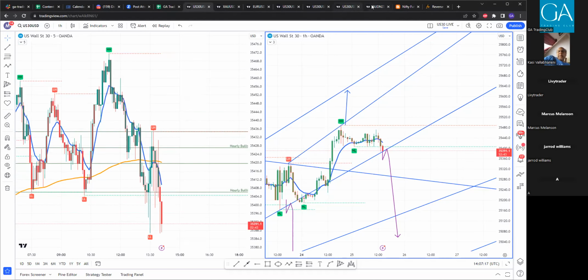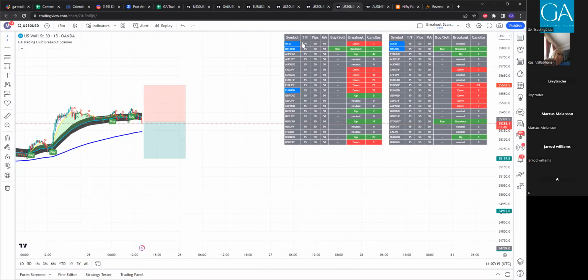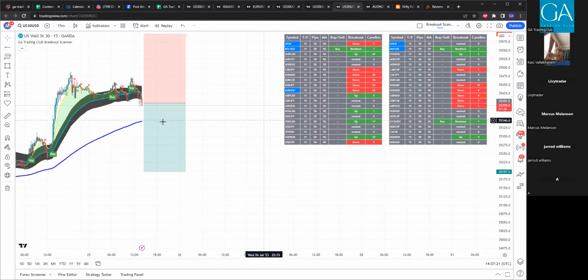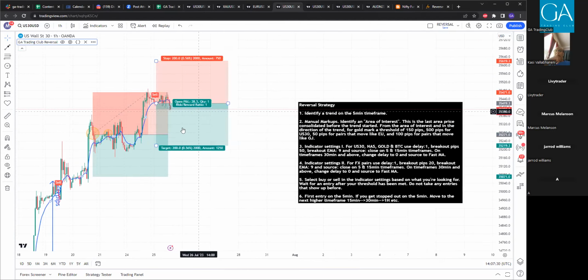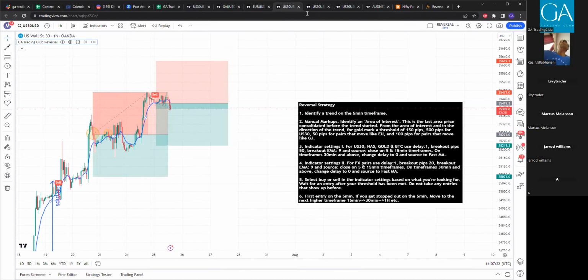Let's see if we're going to get this US 30 sell. If this 15-minute candle closes here, we need a sell signal on the breakout scanner for us to enter the sell. That's if you're not already in it. For me, I'm in this trade from the reversal on the 1 hour.